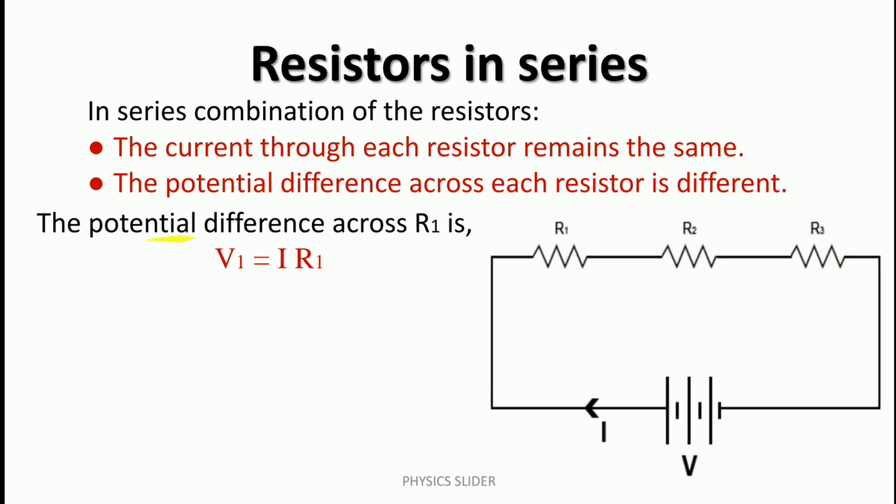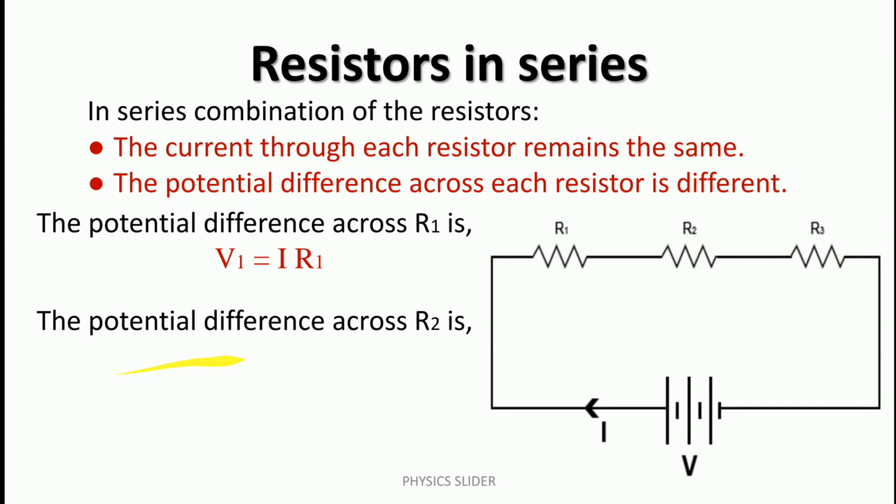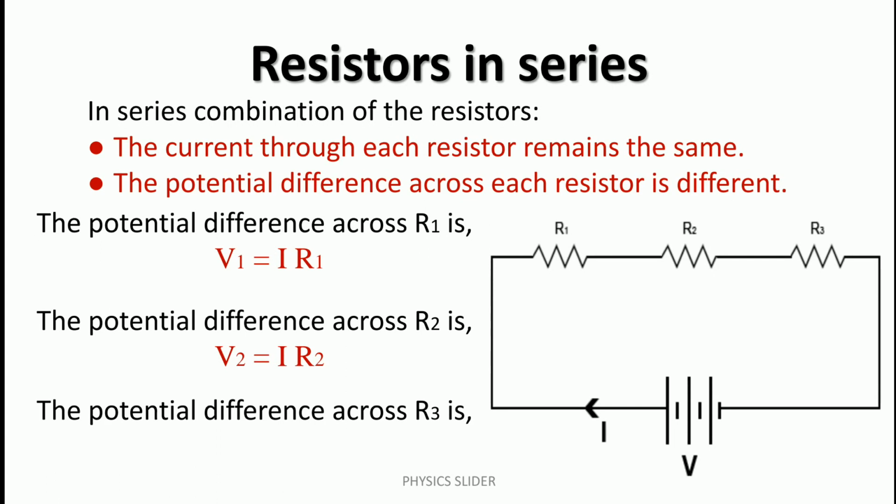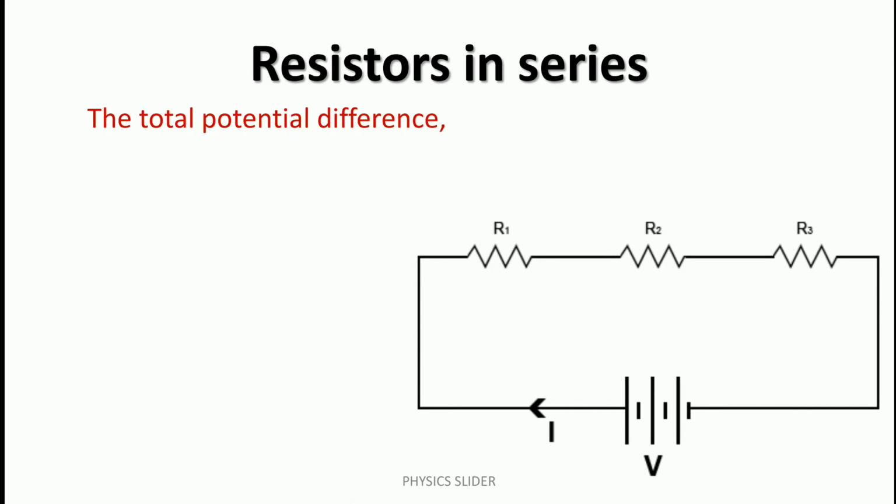So the potential difference across R1 is V1 is equal to IR1. In the same way, the potential difference across R2 is V2 is equal to IR2. And again, the potential difference across R3 is V3 is equal to IR3. These three potentials V1, V2 and V3 come from this total potential. So this potential will be equal to the sum of V1, V2 and V3. The sum of these V1, V2 and V3 will give the total potential. So let's calculate the total potential. The total potential difference V is equal to V1 plus V2 plus V3.